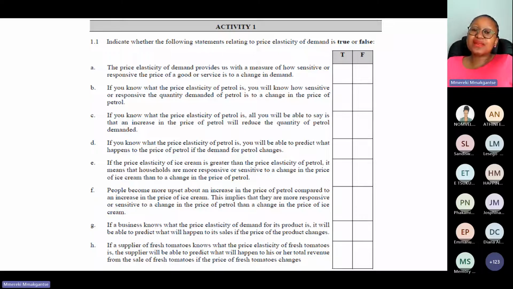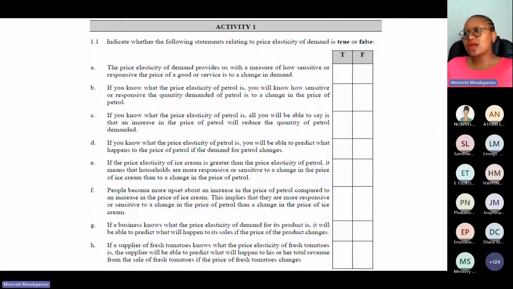Now, this statement is false. Price elasticity provides a measure of how sensitive or responsive quantity demanded is to the change in price of a good or service. Note that the causality is from a change in price to a change in quantity demanded. Got that? Now, number 2.